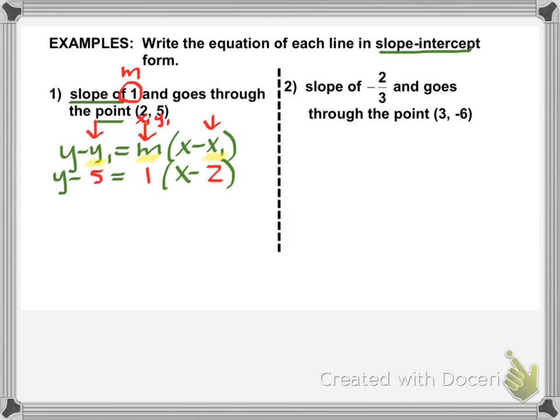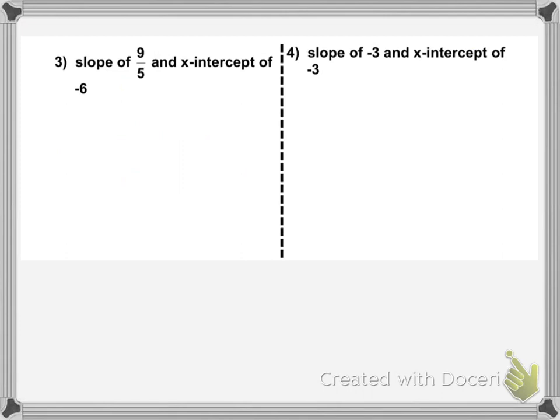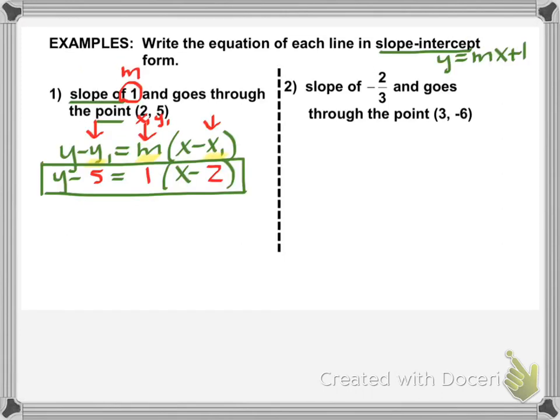Okay, so if it says to write this in point-slope form, this would be your answer. You could leave it just like that. But we're going to actually convert it into slope-intercept form. So just to remind you, that's y equals mx plus b. We want to make it look like that, which means we want to get the y by itself on that left side.